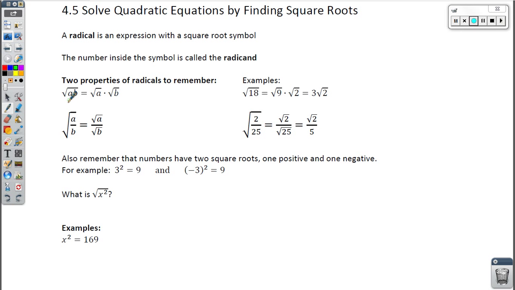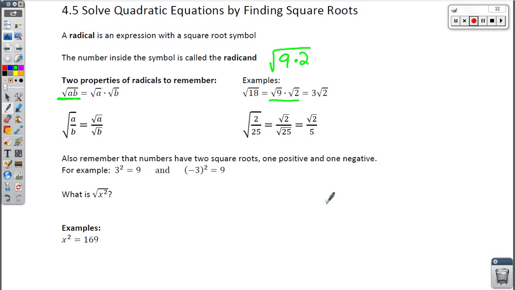So if you have the square root of two numbers multiplied together underneath a square root, you can break that apart into two separate square roots. So for example, 18 can be written as 9 times 2, so we could rewrite that as, instead of 18, just 9 times 2 underneath the square root. And then we can break that apart into two different square roots. Well, 9, you can take the square root of that, so then we could just turn this into 3 times the square root of 2, because the square root of 9 is 3.